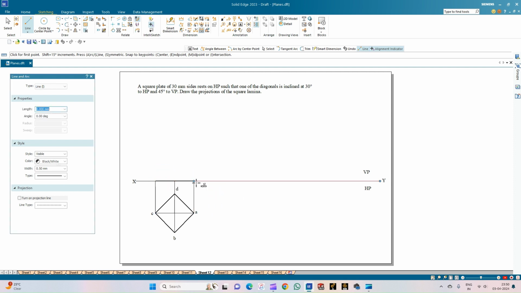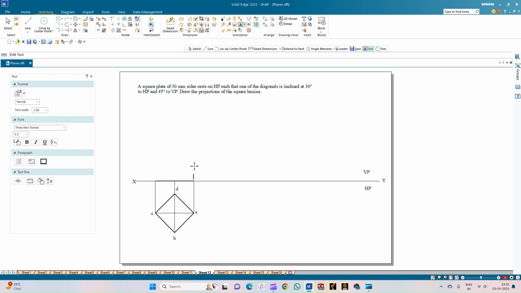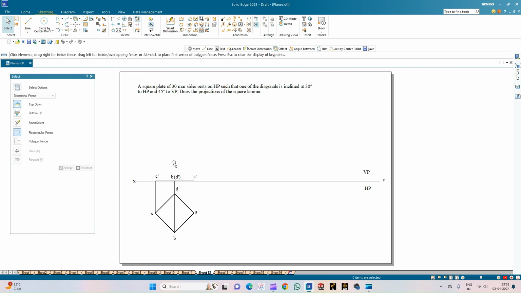If you make it a continuous line, you will not get the points B and D, so you have to ensure that it is a broken line. This is the first part and this is the second part. Now we will annotate this. This corner is visible, so it is A dash, and here for the observer B dash is visible, D dash is not visible, so it is inside the bracket, and here it is C dash. This is the annotation of the front view of the square lamina.